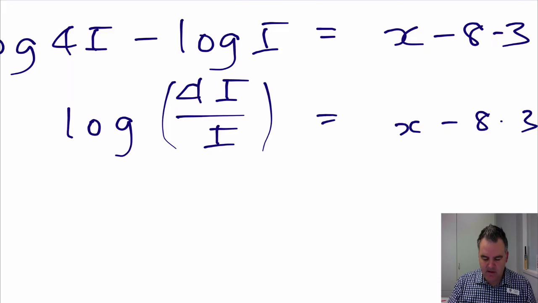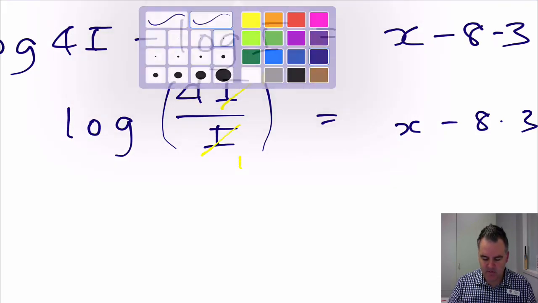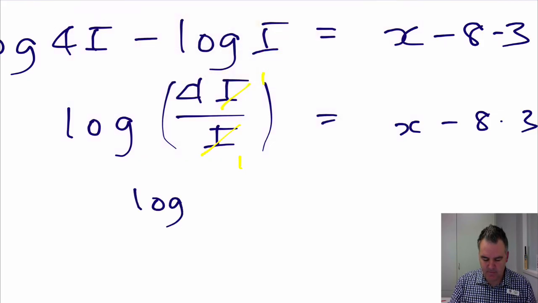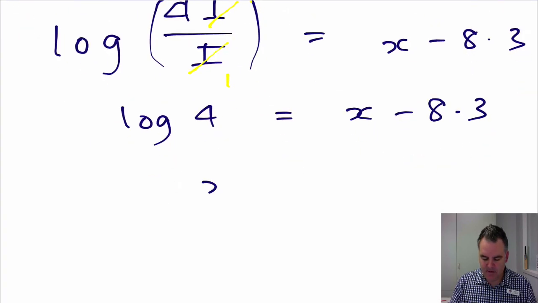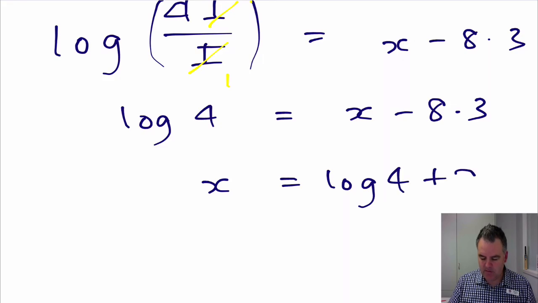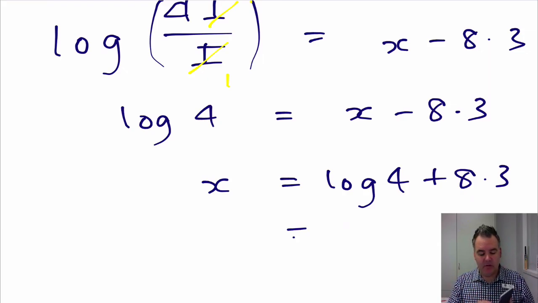We're nearly there. Now this is the good bit right here, these 2 I's cancel out. So we're left with log 4 is X minus 8.3. And the final step, X is log 4 plus 8.3. And now I can get my calculator out and work that out. Remember, this is log base 10 as well. So log of 4 is my answer, plus 8.3. I always do it in 2 steps. So the answer is 8.9.